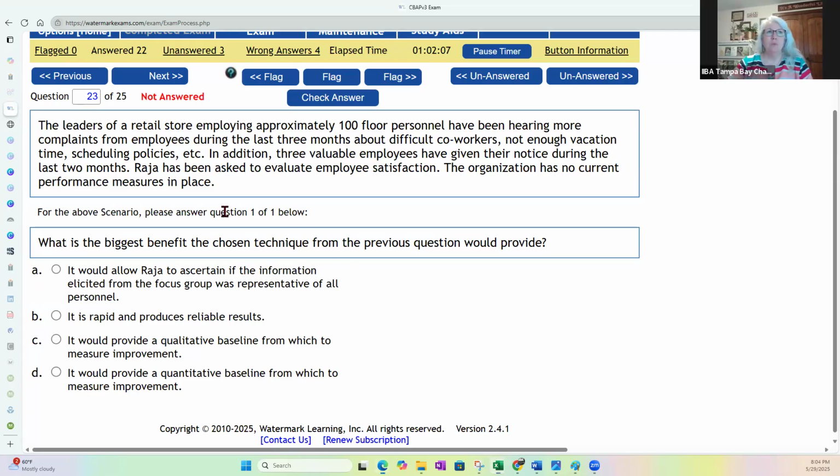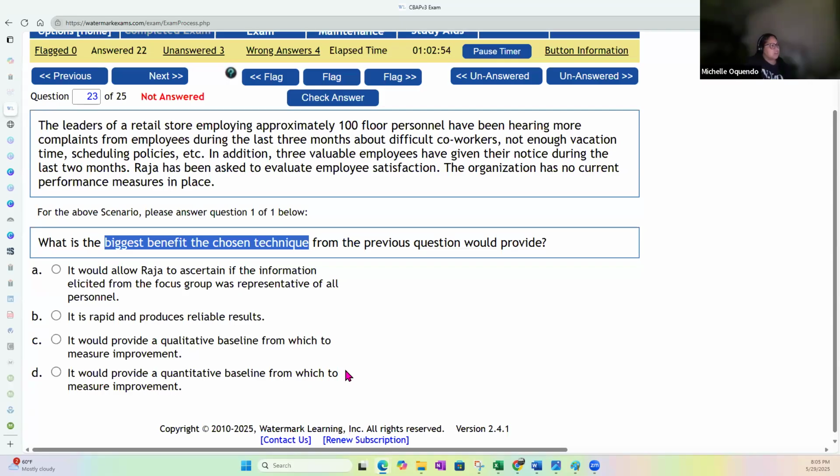Okay, so Watermark is doing this thing where they were supposed to give us multiple questions. And the previous question would have been, he's going to use a survey. Now it wants to know what the biggest benefit of the chosen technique, the survey, would provide. So what's the benefit of surveys is what it's asking. It would allow Raja to ascertain if the information elicited from the focus group was representative of all personnel. It's rapid and produces reliable results. It would provide a qualitative baseline from which to measure improvement, or would it provide a quantitative baseline with which to measure improvement?